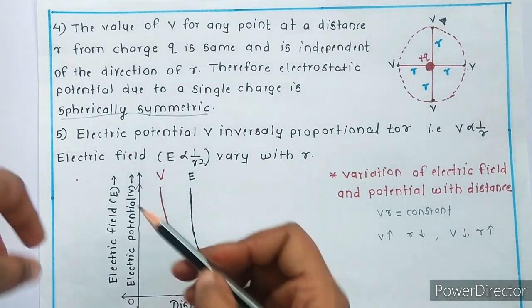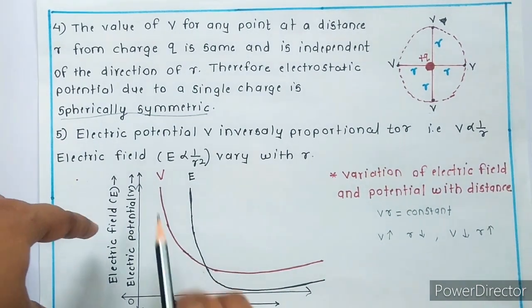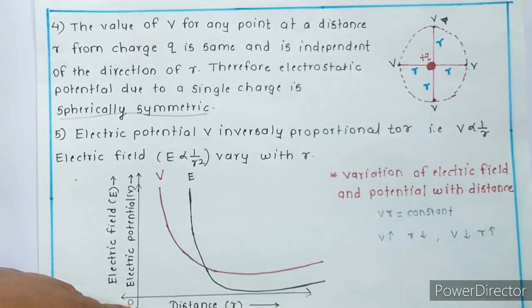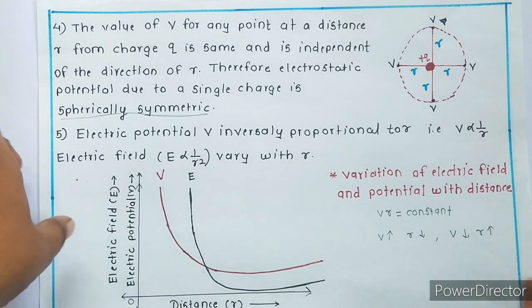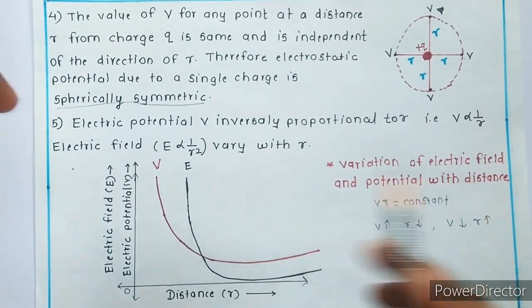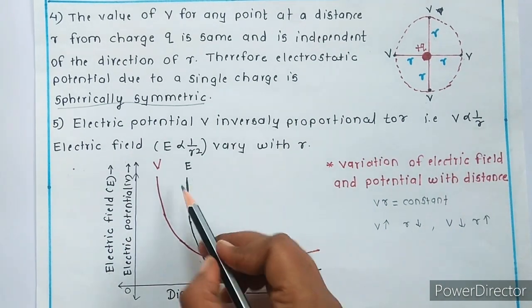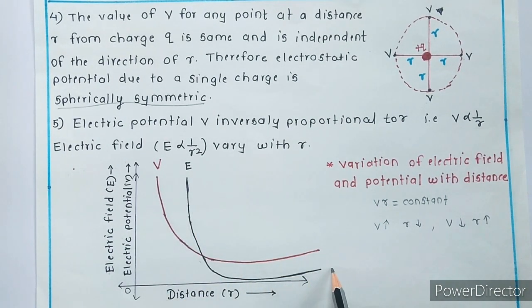As the value of V increases, the value of R decreases, or as the value of V decreases, the value of R increases. If I plot a graph of electric potential against R, look at this. Here the value of V decreases and the value of R increases. In case of electric field against distance, the value of E decreases and the value of R increases. So this is all about the concept of electric potential, the derivation for the electric potential due to a point charge, and the important notes regarding the electric potential.